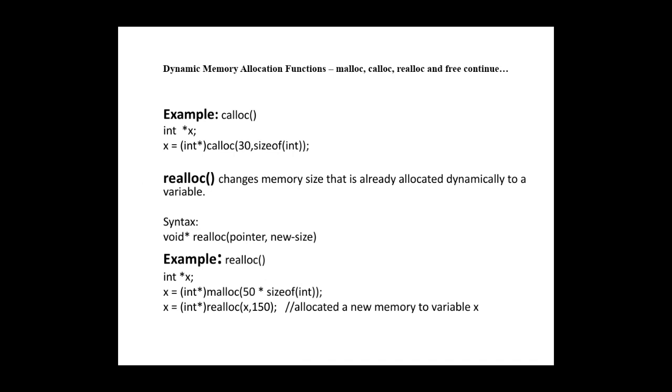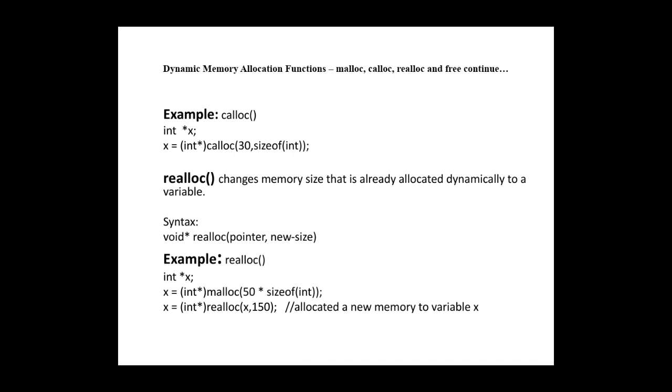So here is an example for the calloc function. Int star x equals int star calloc(30, sizeof(int)). The number of blocks that will be reserved using the calloc function is 30, and each block has the size of 2 bytes. So a total of 60 bytes will be reserved through the calloc function, and again it will return the void type of pointer that has been converted here into the integer type of pointer, and x is pointing to the first byte of memory that has been reserved using the calloc function.